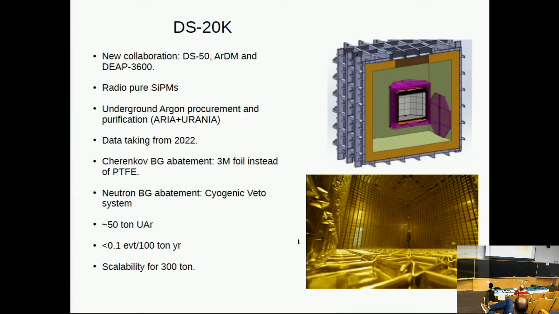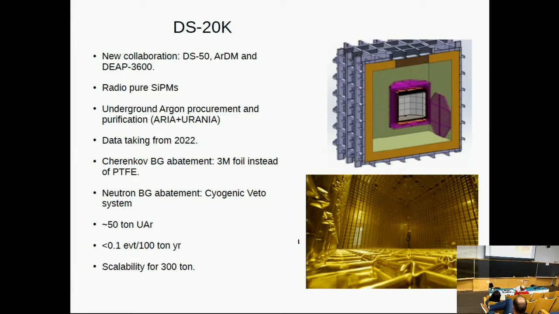The next step would be DS20K, which is a new collaboration formed within the argon community. It will use radio-pure silicon PMTs. There will be underground procurement and purification of argon and uranium. So we will have the underground argon that we have in DS50, and it can be further purified if needed. Data taking is expected to start from 2022.